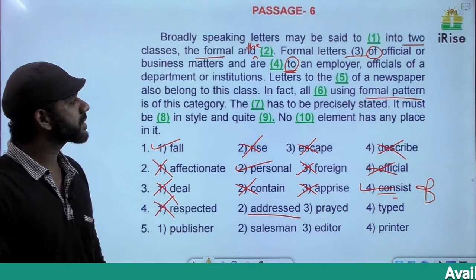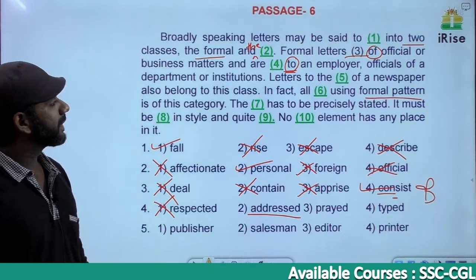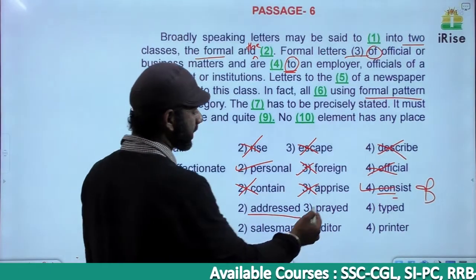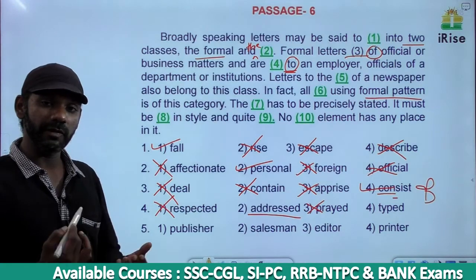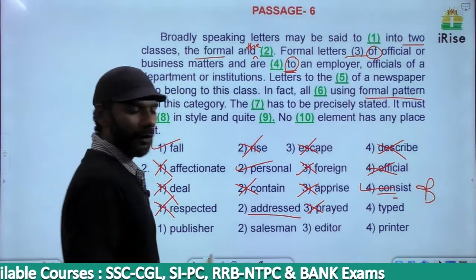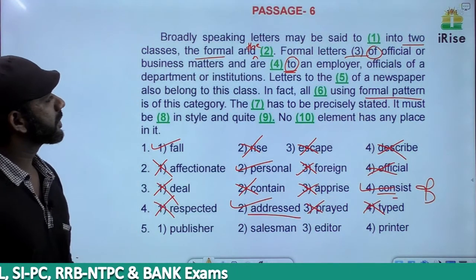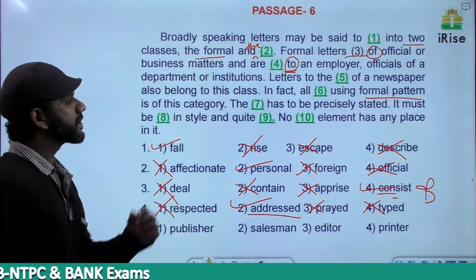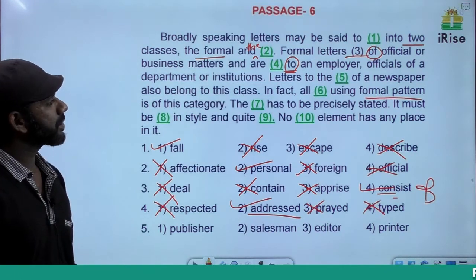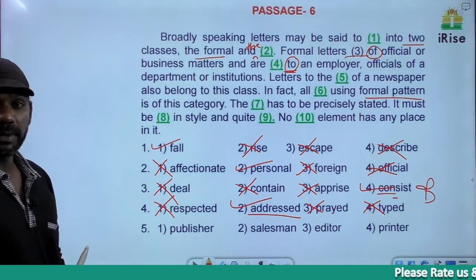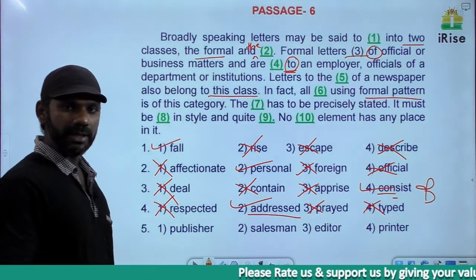It means addressed to an employer, officials of department or institutions makes sense. Formal letters are paid to an employer does not make sense. Formal letters are typed to an employer also doesn't make sense because formal letters can be written, right? So 4 is eliminated. The answer must be option 2. Formal letters are addressed to an employer, officials of a department or institutions. Letters to the dash of a newspaper also belong to this class. This class means the formal one, right? Official one.